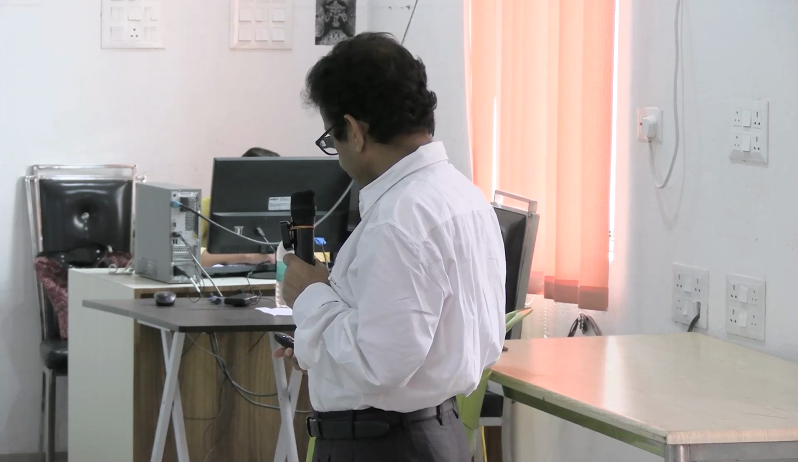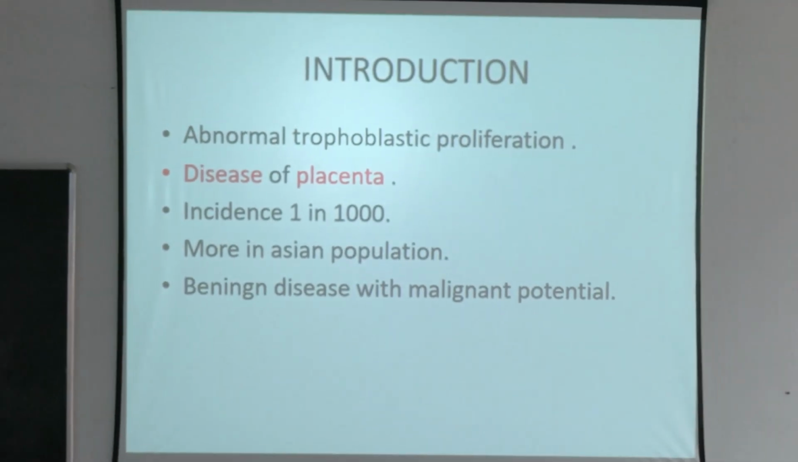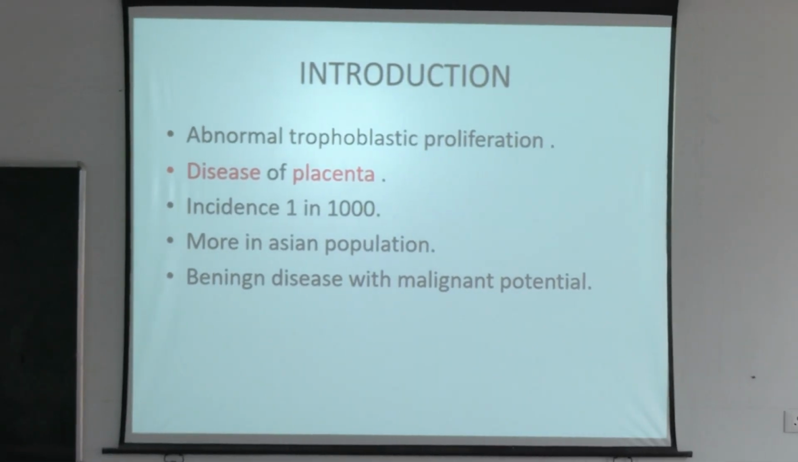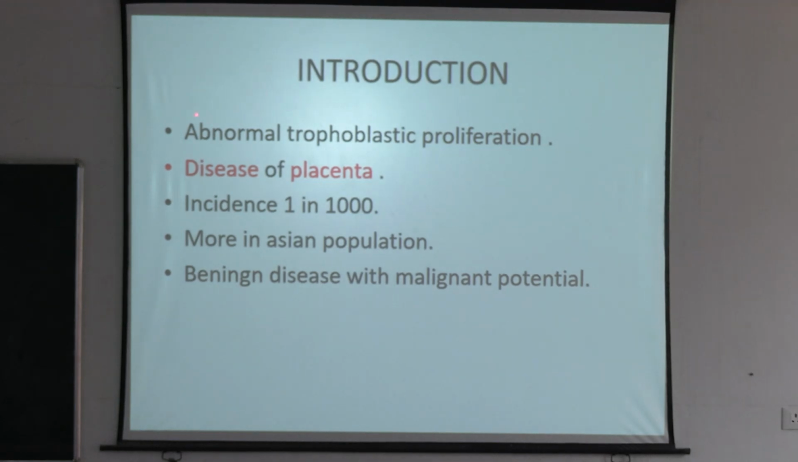And this is trophoblastic proliferation. So this arises from the trophoblast. Trophoblast, you know, syncytial and cyto. So it is abnormal proliferation. Syncytial trophoblast is very much proliferative, but here there is still more proliferation.